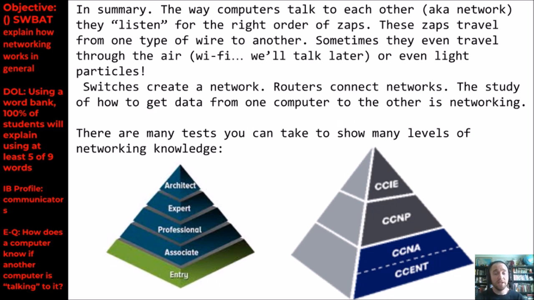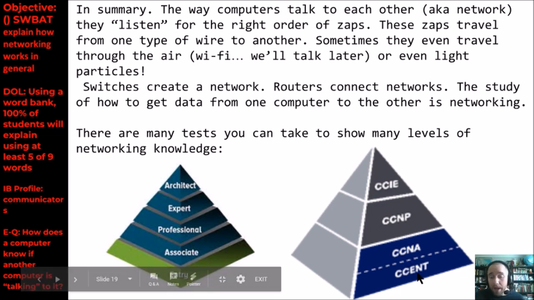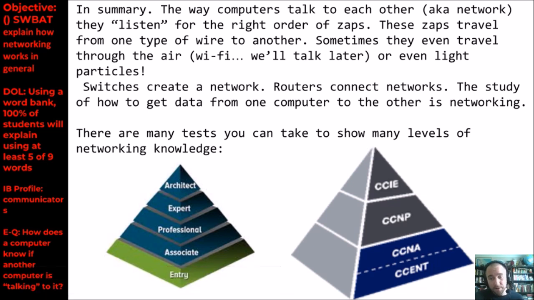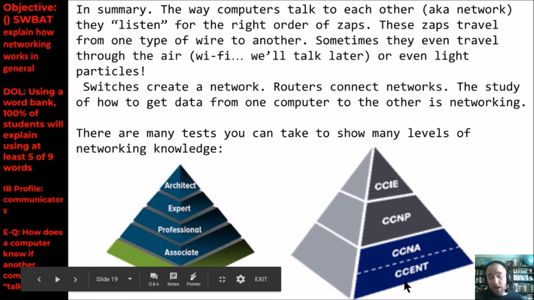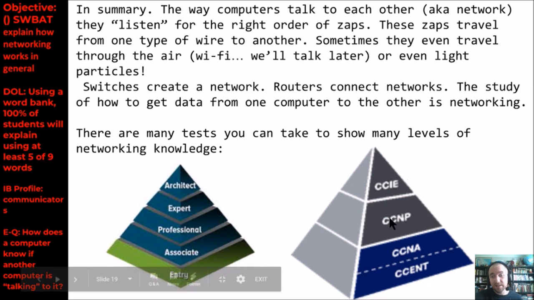Now, there are many tests you can take to show your level of networking knowledge. You would go from the entry or the bottom and work your way up. So started at the bottom, now you're here. These are the names of certs. So I have a book called CCENT Prep. I also have another book for CCNA. These other certifications, the CCNP, CCIE, they're too advanced for me.